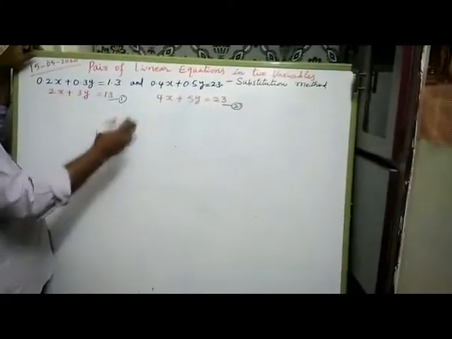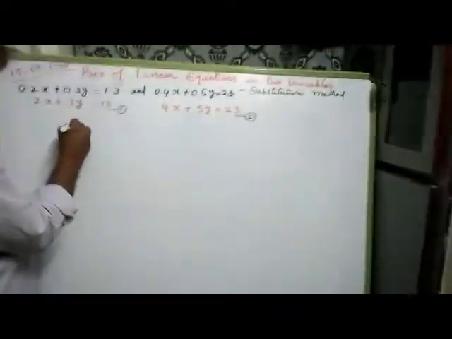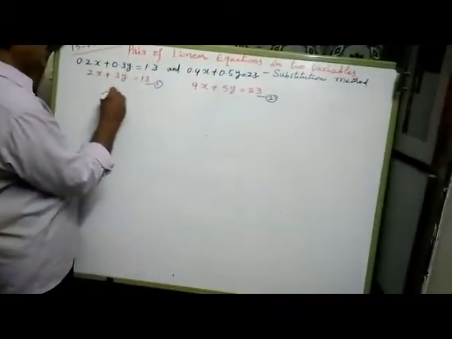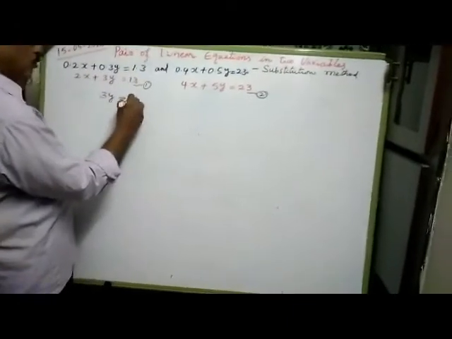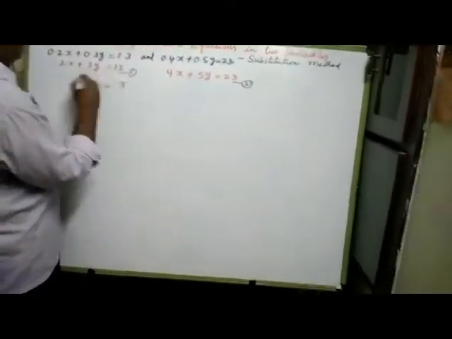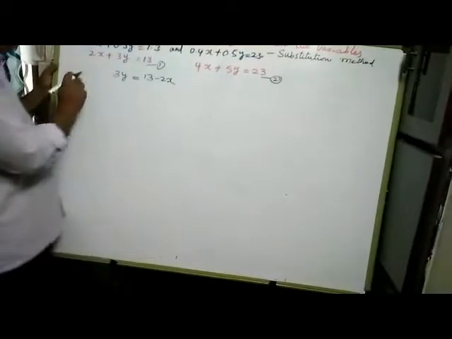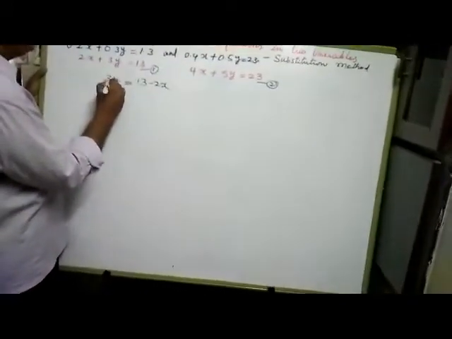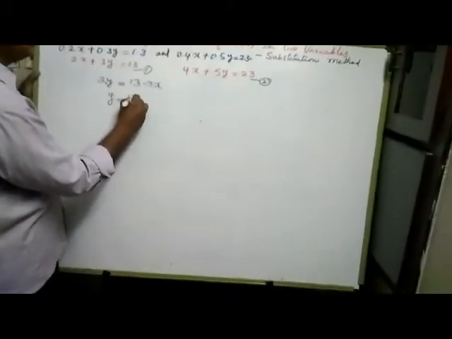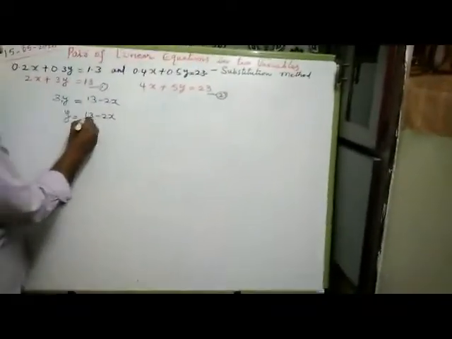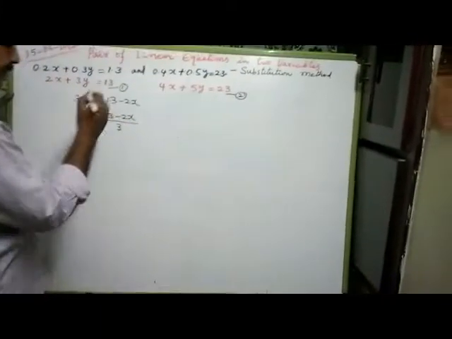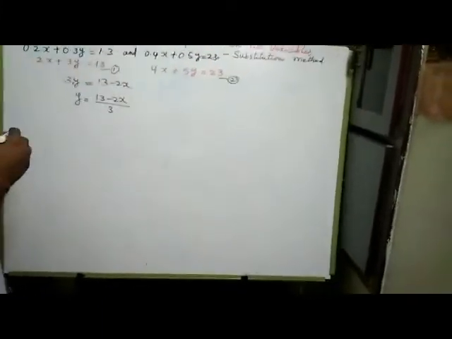Always we are using x in terms of y. That's just a small change: y in terms of x. 3y is equal to 13 minus 2x. 3y is nothing but 3 into y. So y is equal to 13 minus 2x by 3.